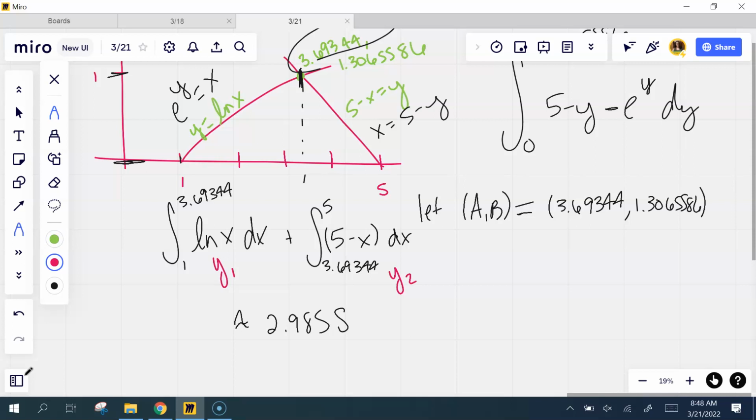That's why you're having trouble. Use your calculator. These are made to use your calculator. So I'd put y1 in, I'd put log x for y1, I'd put 5 minus x for y2.